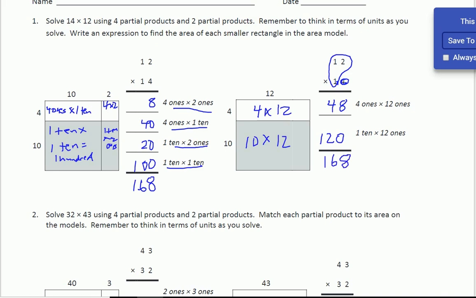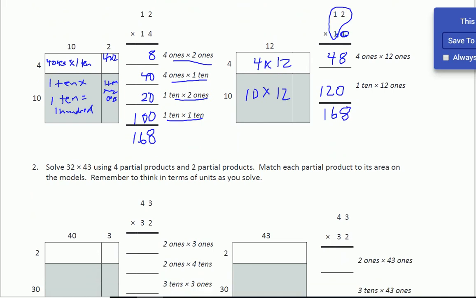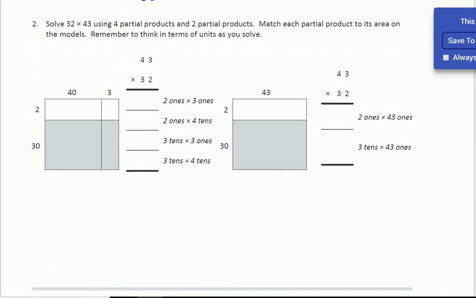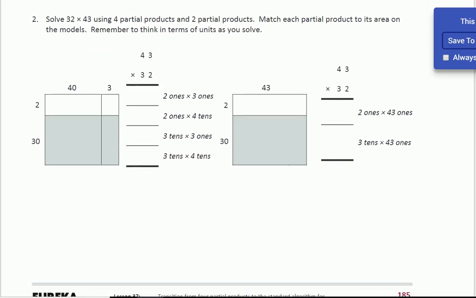Now this is just a very sneaky way of introducing the standard algorithm, because this virtually is the standard algorithm when we go from 4 partial products to 2 partial products. Well, let's continue along with the next one, which looks a lot like the first one. So let's go down to the next problem. And we're going to use 4 partial products and 2 partial products again.